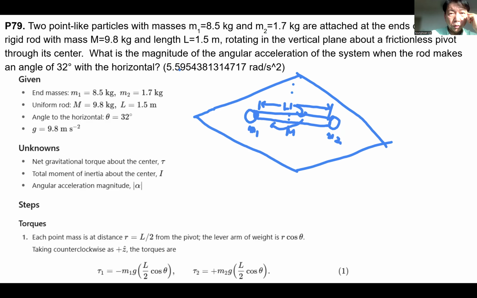What is the magnitude of the angular acceleration of the system when the rod makes an angle of 32 degrees with the horizontal? So there's the vertical, and this plane makes a 32 degree angle. Okay, it is a very interesting question. We have to think about why this is going to rotate.